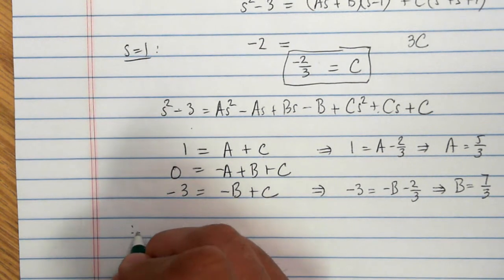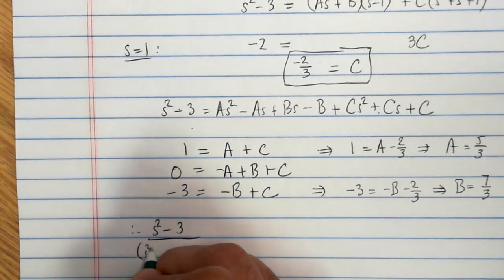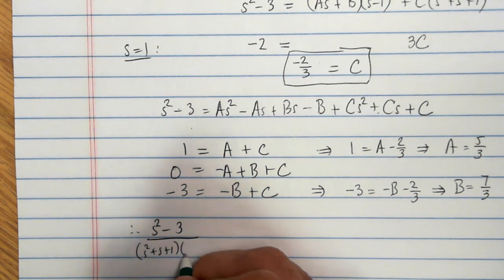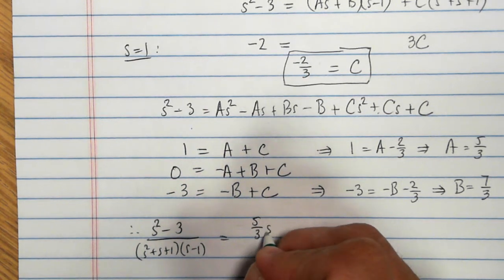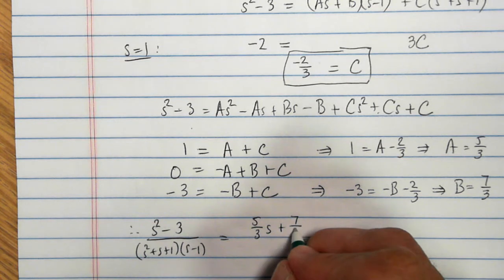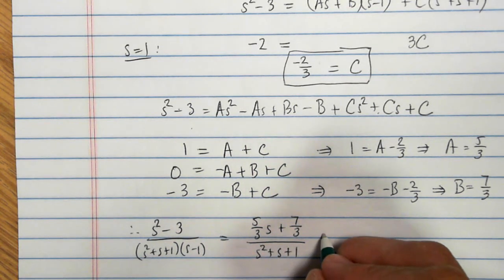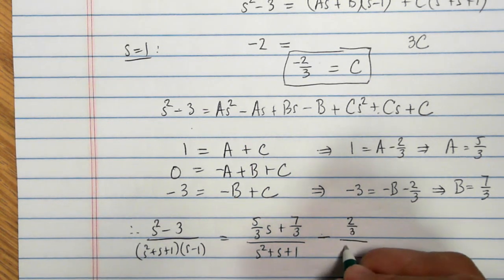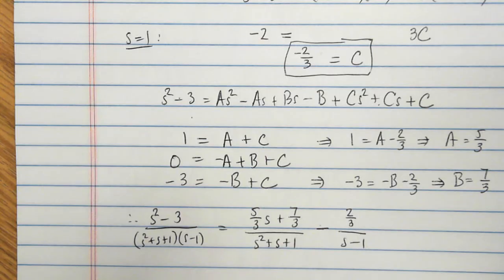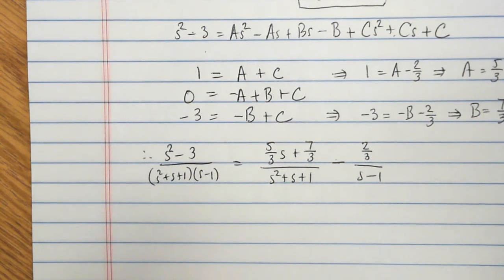And so that means that s squared minus 3 over s squared plus s plus 1 times s minus 1 is going to be equal to 5/3 times s plus 7/3 over s squared plus s plus 1, then minus 2/3 over s minus 1. Okay, so that's partial fractions.